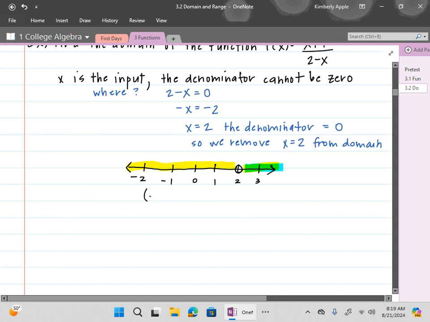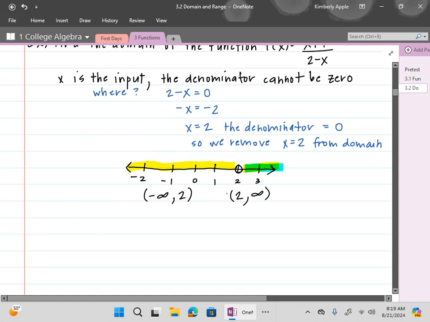So I'm going to do this section first. This section is from negative infinity, comma, the upper boundary of this yellow section is the number 2, and I'm going to have an open parenthesis because 2 is not included. This section in blue begins at 2 but does not include it and extends all the way to positive infinity.